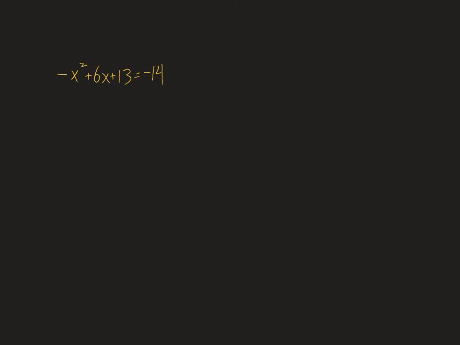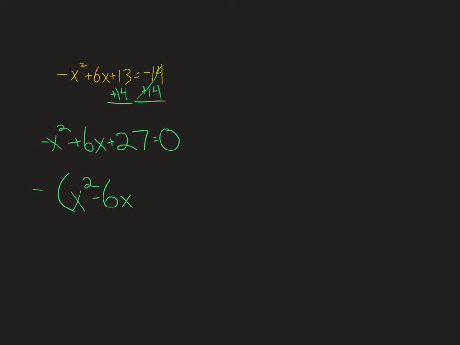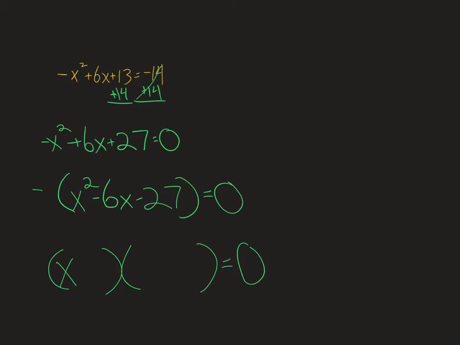Same idea. Set it to 0, which means it should actually be 27. And I'm going to factor out that negative because I need x squared by itself to see if I can use that trinomial method. So if I just pull out the negative, all it does is flip their signs. At that point, I can now use my simple trinomial method and see if I can find those 2 magic numbers.